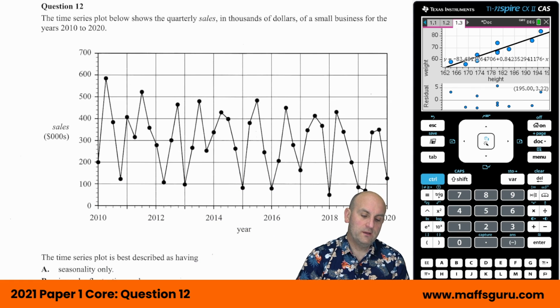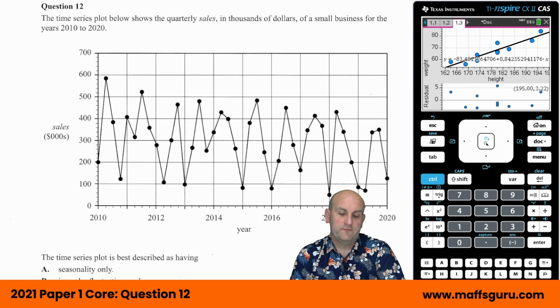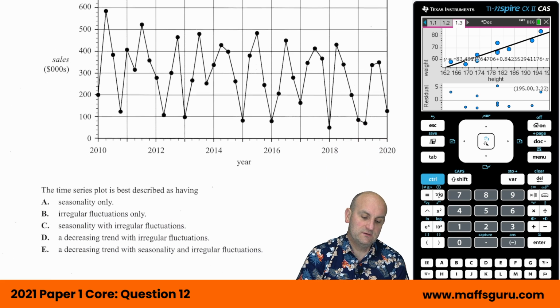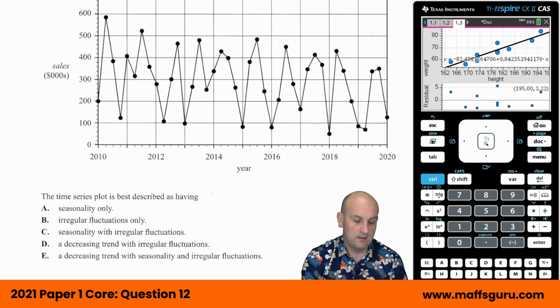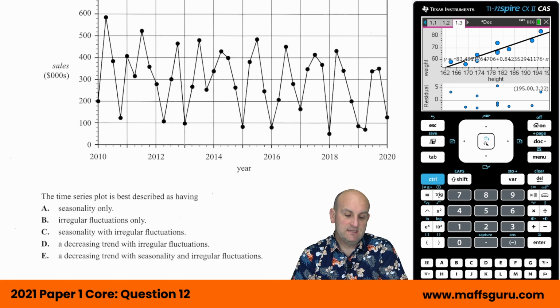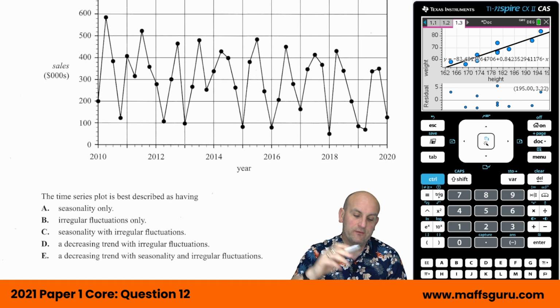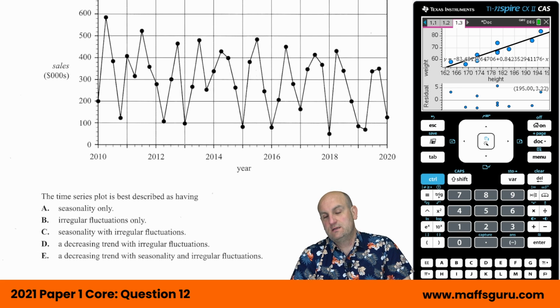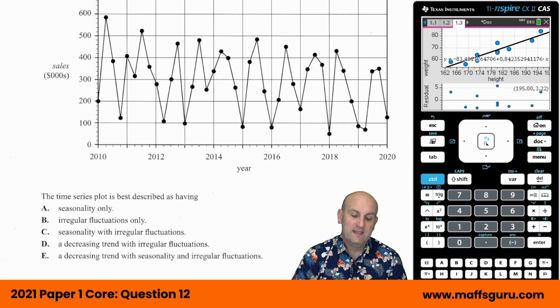The time series plot below shows quarterly sales in thousands of dollars of a small business for the years 2010 to 2020. The time series plot is best described. And again, this is going to be one of those contentious ones. I think there's seasonal data because if you look, it tends to have some sort of seasonality to it, peaks and troughs in pretty much the same places. There are always irregular fluctuations in the time series diagram. Seasonality, it seems to be repeating every year.